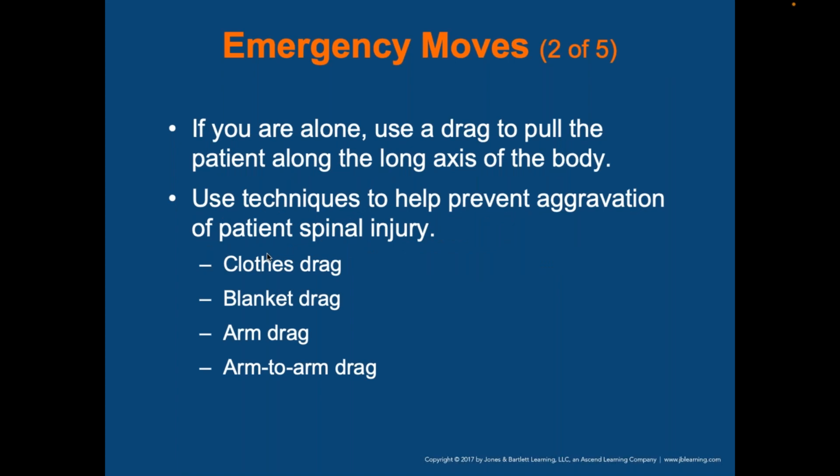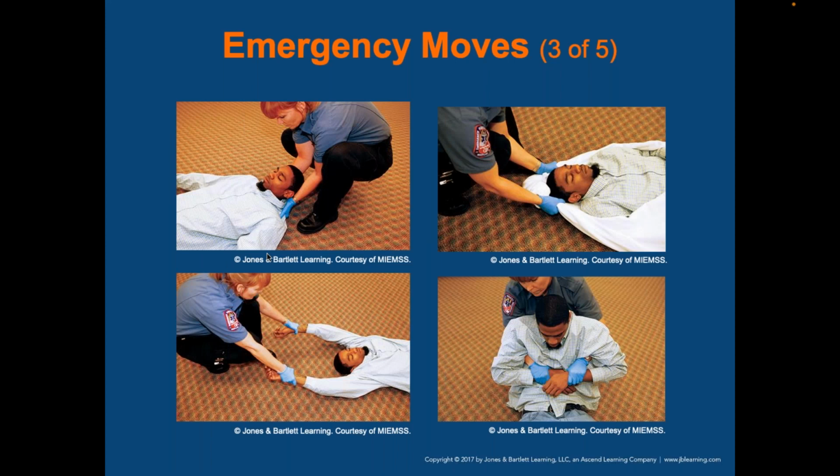If you are alone, use a drag to pull the patient along the long axis of the body. Use techniques to help prevent aggravation of the patient's spinal injury, like a clothes drag, blanket drag, or arm-to-arm drag. As long as you're pulling in that same motion going forward, it keeps the spine in line to your best ability. As you can see here, clothes drags, blanket drags, under-the-arm drags are the different emergency moves that we can utilize.